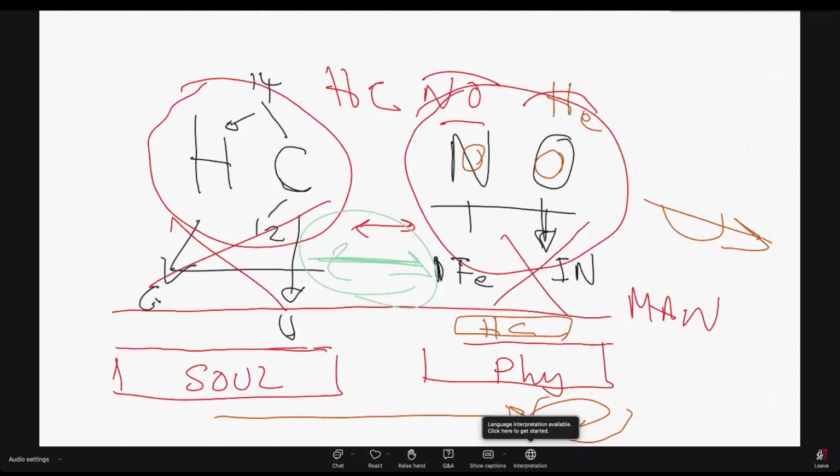Then we understand the process of creation is simple. If we feed your soul, we can feed your physicality. We do not need much.